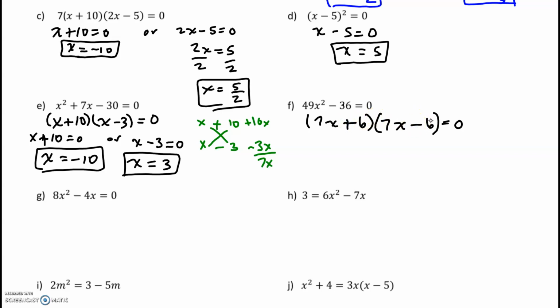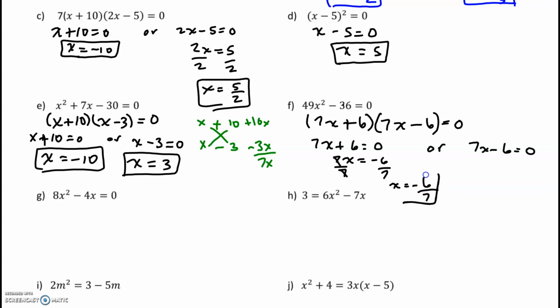This is the first time that we're using factoring in an application. All right, so now that I've factored, now I set each equation equal to 0. So 7x plus 6 equals 0, or 7x minus 6 equals 0. I'm gonna go ahead and fix that word or, couldn't even read it. All right, let's move 6 to the other side. So we have 7x equals negative 6, and we'll divide both sides by 7. And so we get x equals negative 6 over 7 as our first factor. And we'll have 7x equals 6, divide both sides by 7, x equals 6 over 7.